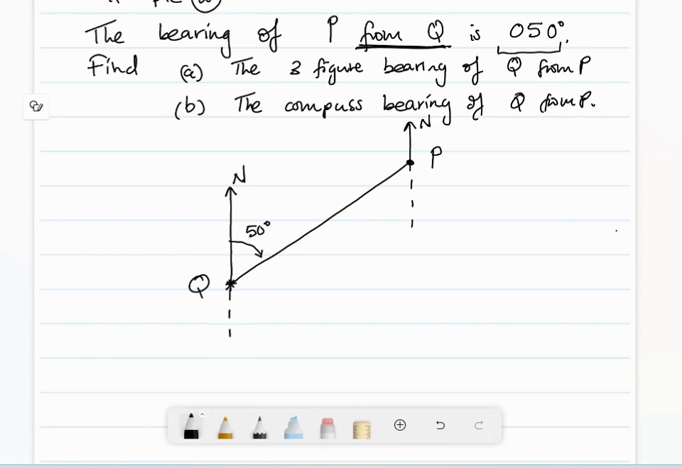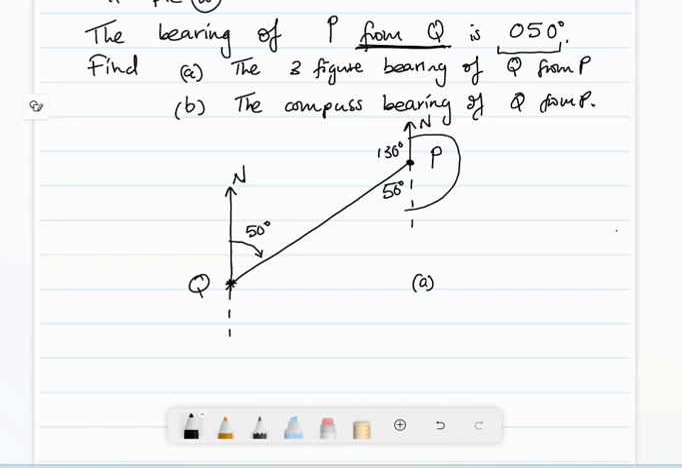Then the next thing that we do, we try to use parallel lines to fill in the gaps. So using alternate angles here, this is 50 degrees. This would be 130 degrees there, using co-interior or allied angles. Right, now let's answer part A. 3-figure bearing of Q from P.